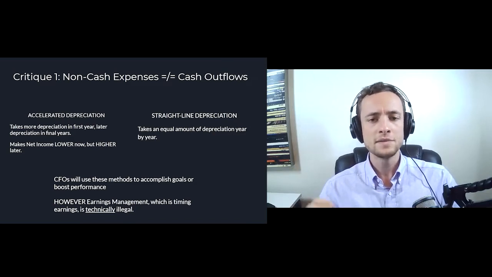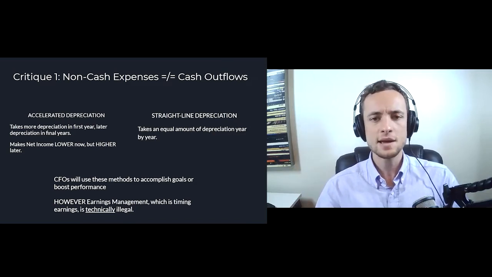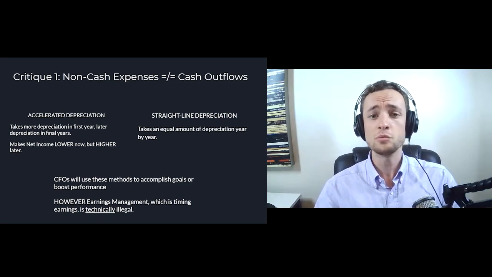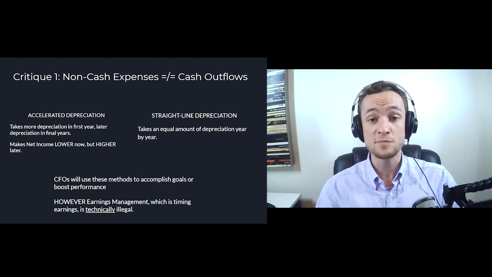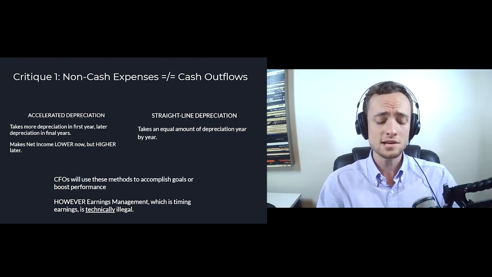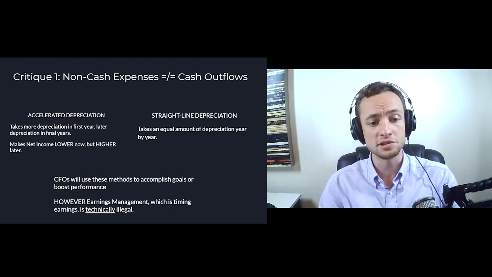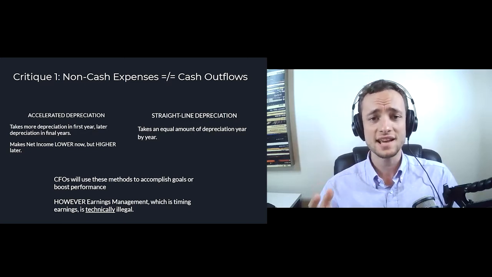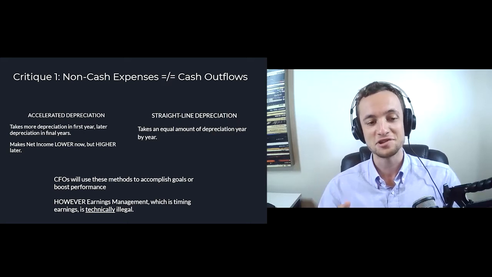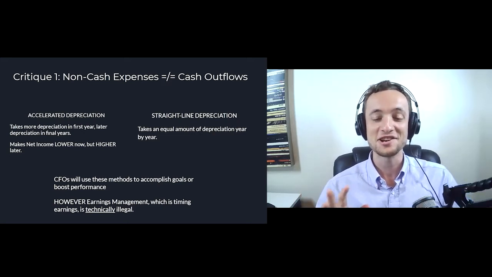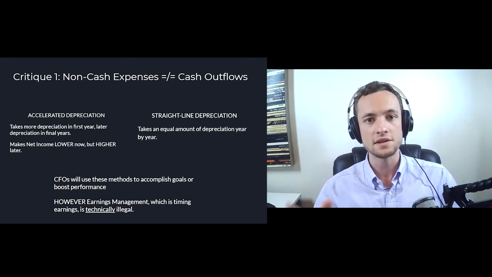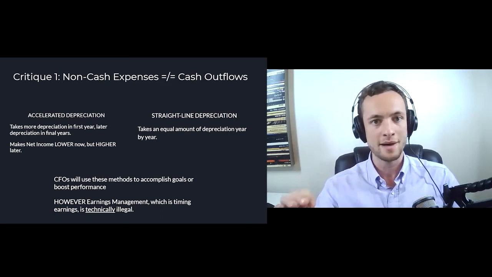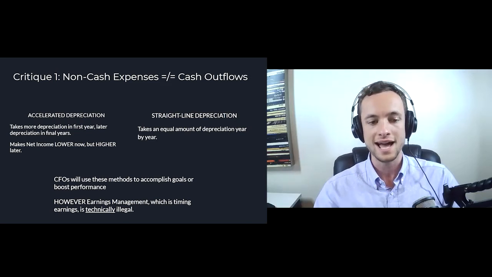cash outflows. Now, non-cash expenses typically include depreciation, amortization, goodwill impairment. And with this, especially with depreciation, you can calculate depreciation in multiple different ways. So, for example, here, we see accelerated depreciation and straight line depreciation. And accelerated depreciation takes more in the first year and then less depreciation in the final years. And straight line depreciation just takes the same amount throughout each year for the useful life of the asset.